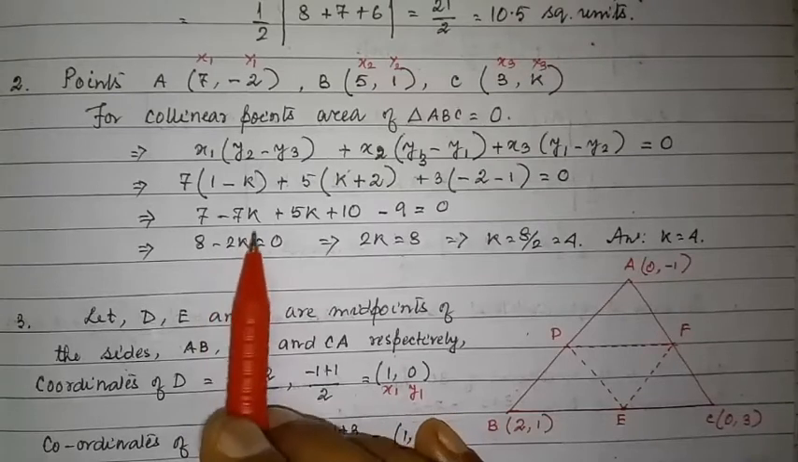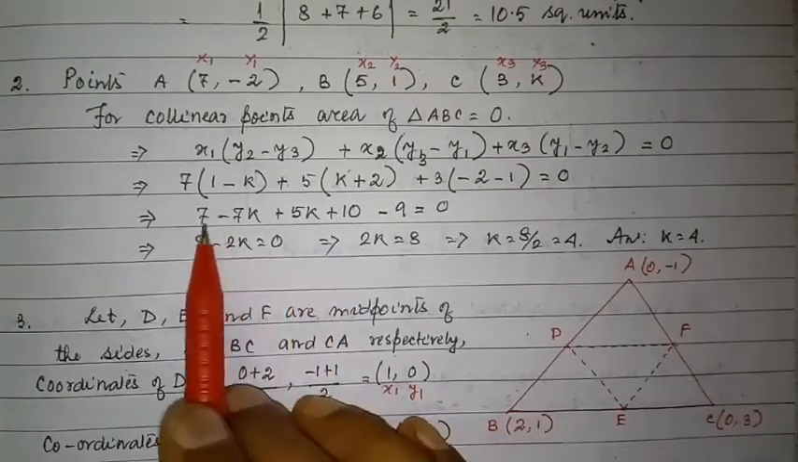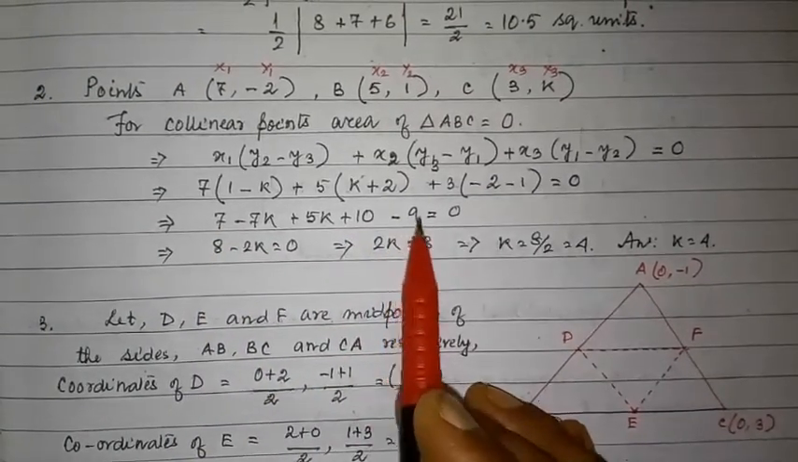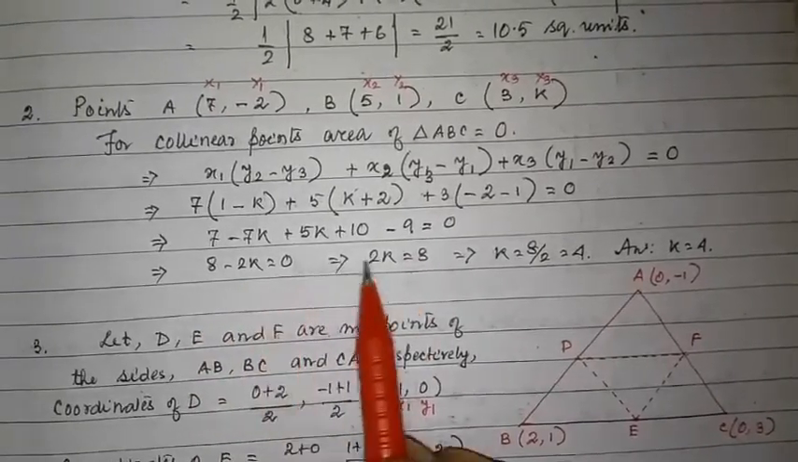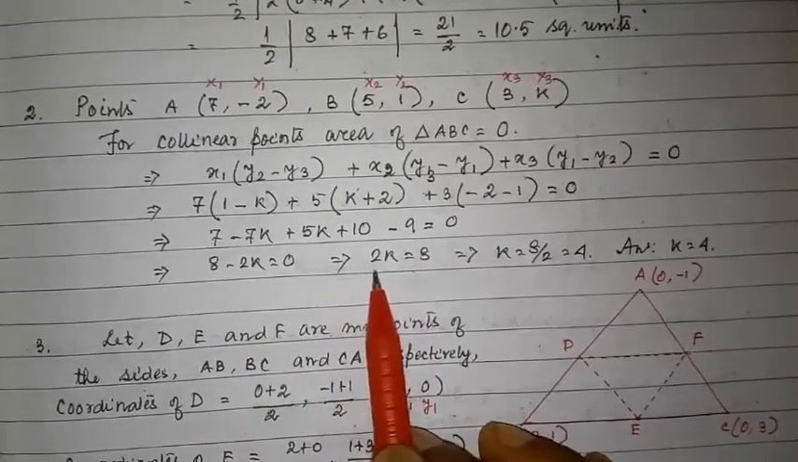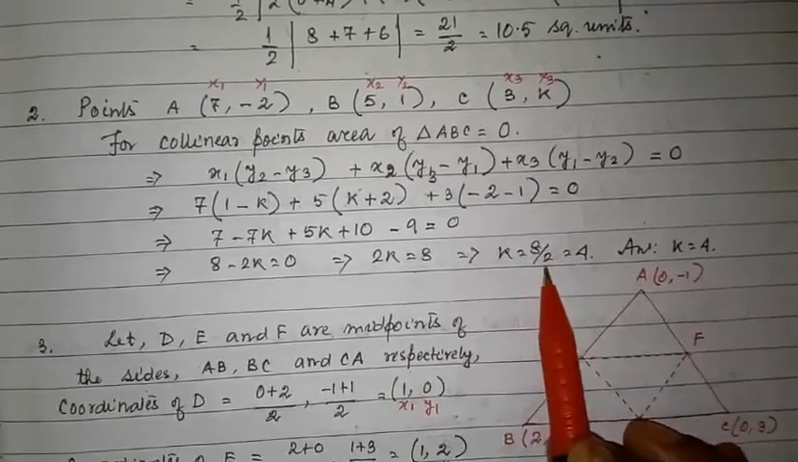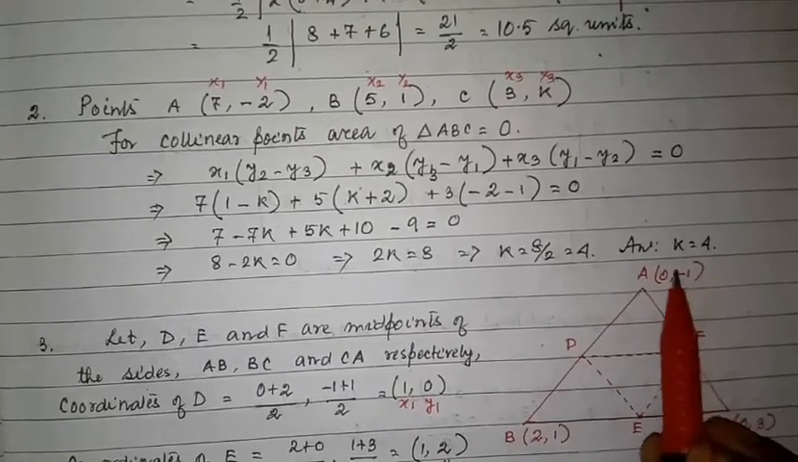That is we have -7k + 5k, that is -2k, and 7 + 10, 17 - 9, that is 8. So we have 8 - 2k is equal to 0. This implies 2k is equal to 8, which implies k is equal to 8 by 2, that is equal to 4. Hence k is equal to 4 is the answer.